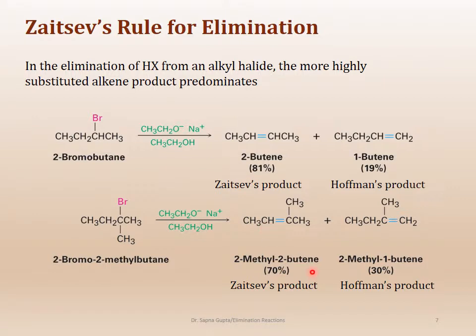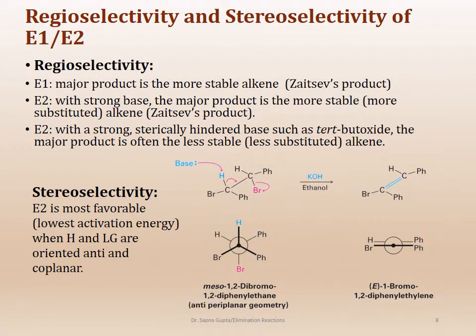So whenever you have to choose between two hydrogens, you should choose the hydrogen that gives you the Zaitsev's product, or the more stable product. So let's talk a little bit about the regioselectivity and stereoselectivity of elimination reactions. There are two very specific things. Regioselectivity, I already introduced in the previous slide, which is formation of the Zaitsev's product, which is the more stable alkene, the internal alkene that is more stable.